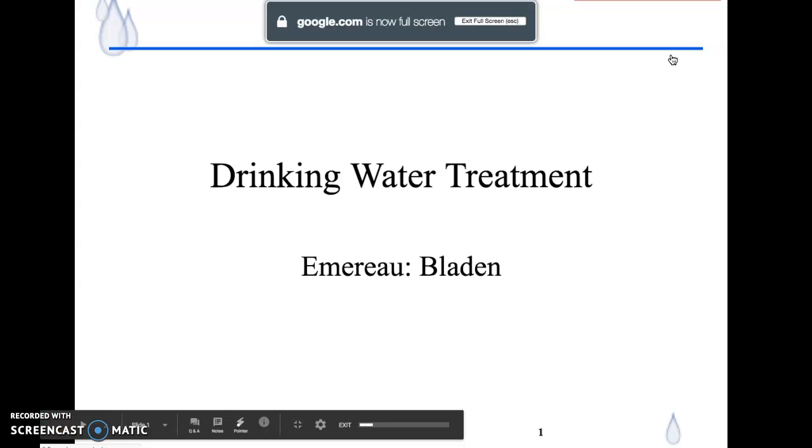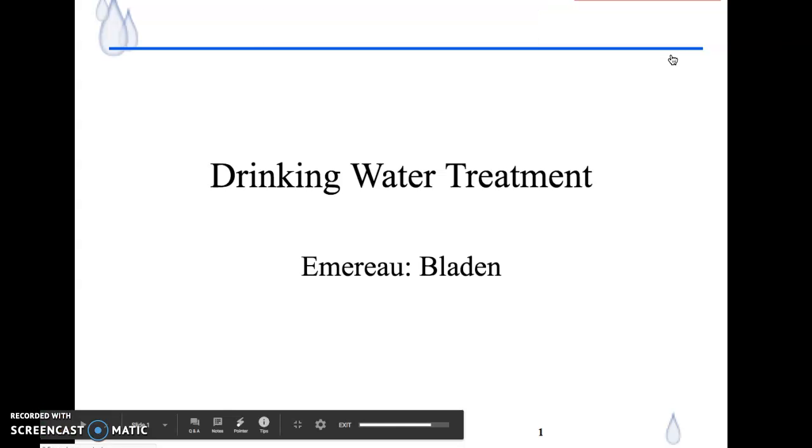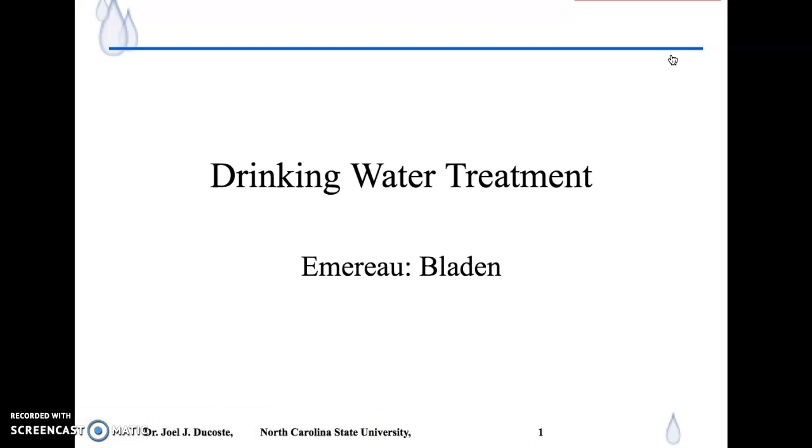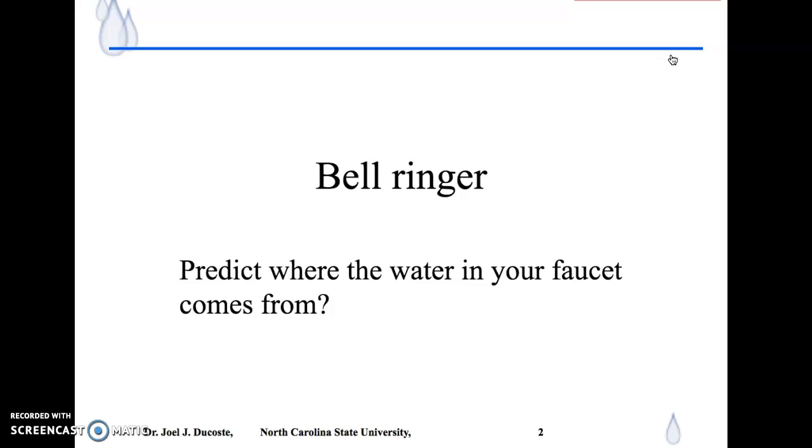So we've learned in the past all about water quality. We learned about pollution. Now let's look into how we treat our water. For our Bell Ringer question, predict where the water in your faucet comes from. Now, you might have already known the answer to this question if you did your research really well in our river basin activity, but this might also be a guess for you.